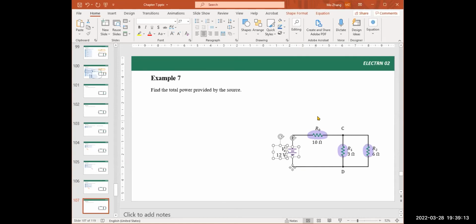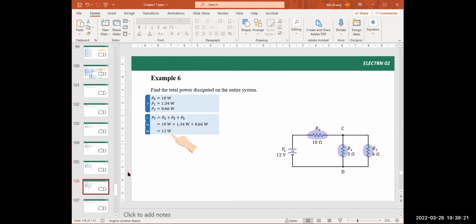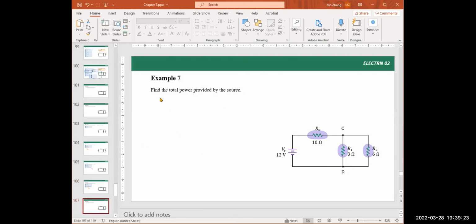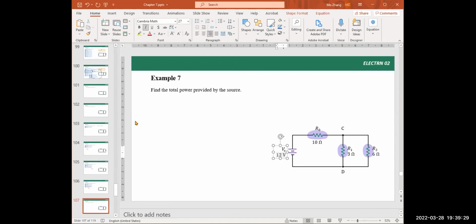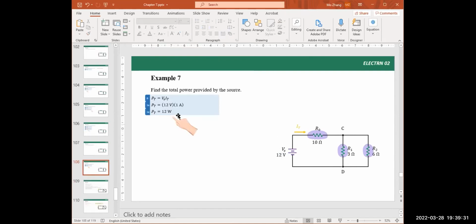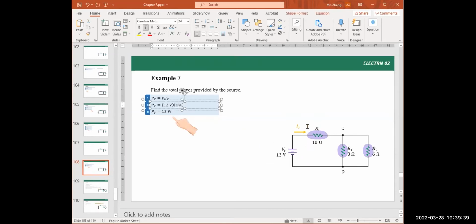The question or the answer is not that bad. The answer is the same. In the previous example, we got 12 watts. So here, really no need to calculate. We can use 12 volts, multiplied by the 1 ampere, is 12 watts, right? The total power voltage provided by the source is 12 volts, multiplied by the main branch current, 1 amp, is 12 watts.